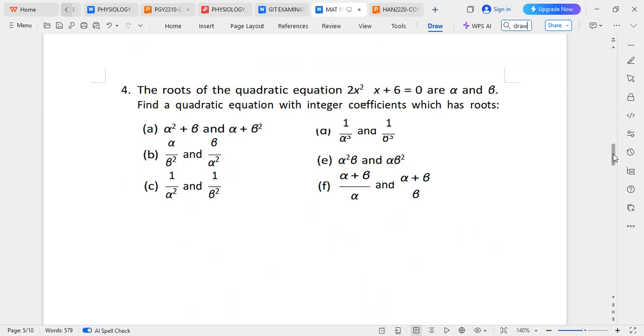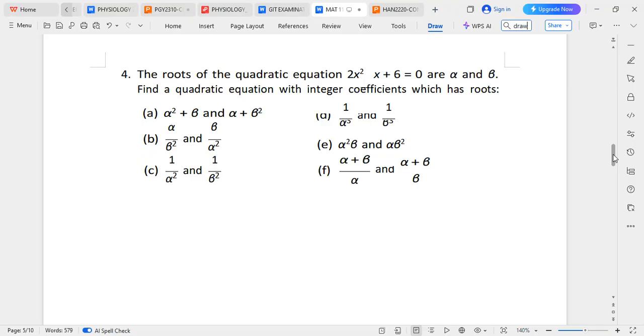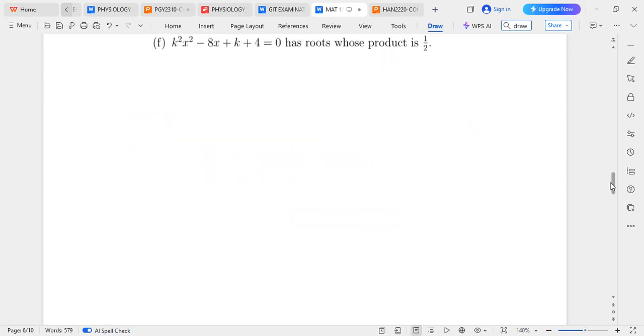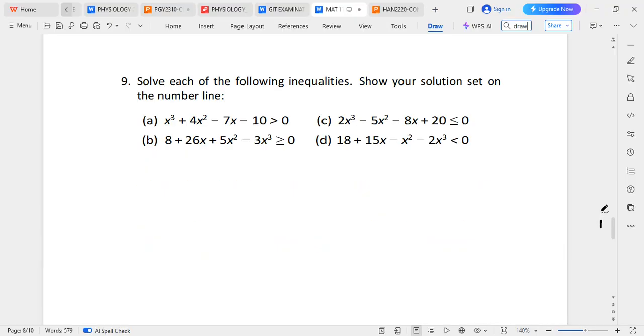So for the questions from question number 4, we'll discuss this in the next class. Okay. But since we've done question 3, you can do this. Find a quadratic equation with integer coefficients, these. So you are able to answer that. So these other ones we are going to answer.